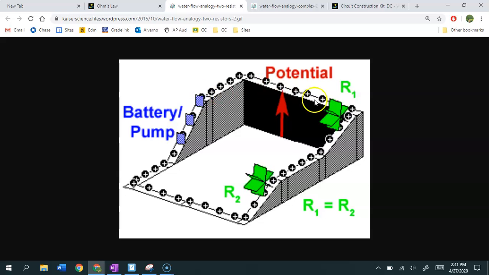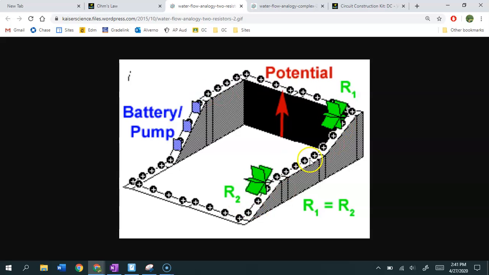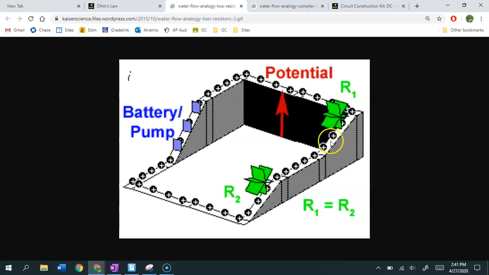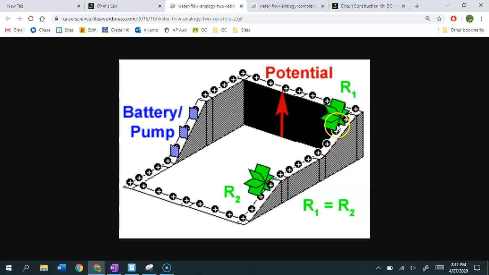And I want you to think of this next time you see a series circuit. So we say that this resistor is in series with that resistor. And the reason why we say that is because they are along the same path. There's only one path between resistor 1 and resistor 2. All right. So this is called a series circuit.